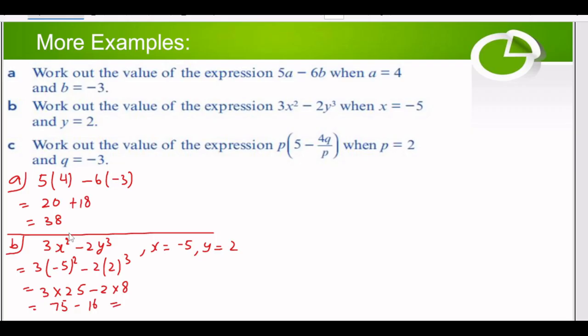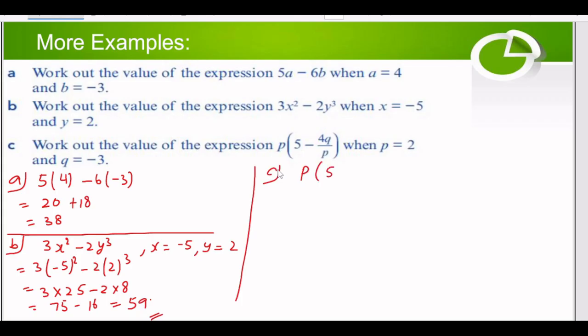75 minus 16. This is 59. So, this is going to be 59. Okay. So, this is the answer. Now, let us go to part C. C part we have p.